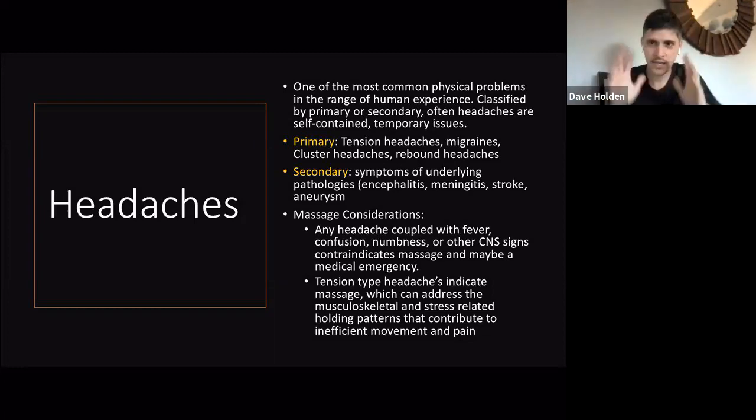The whole craniosacral system is one solid connected system. And if you pull a little piece out, it creates problems in the whole system. That's where craniosacral massage comes in. That's that whole division of massage, craniosacral. So tension headaches, muscle tension.